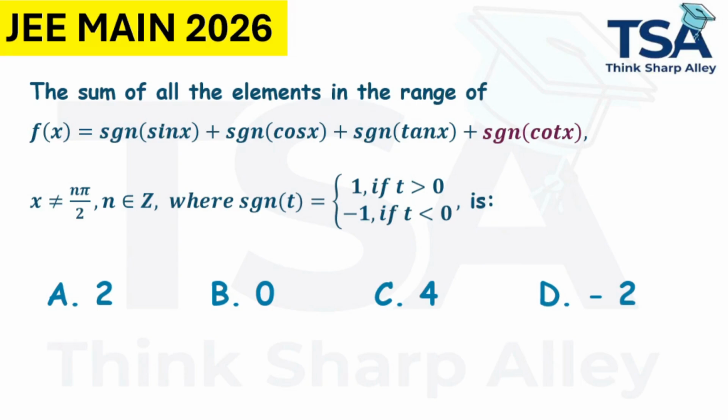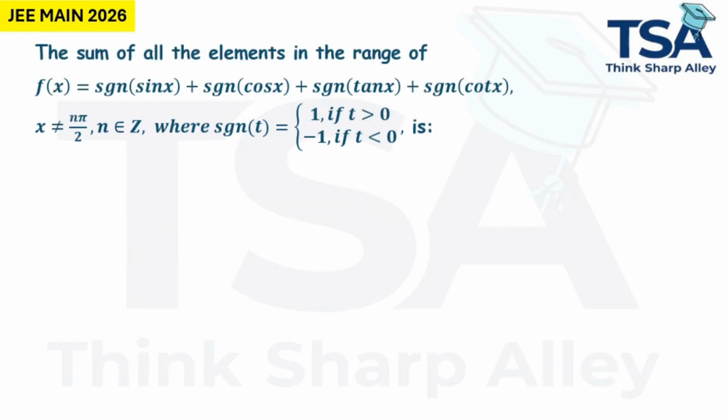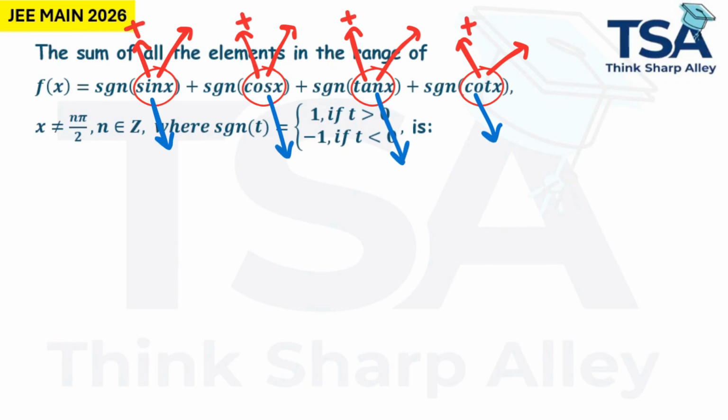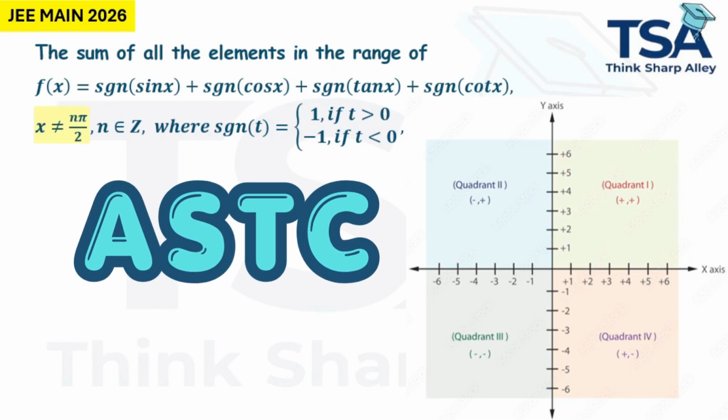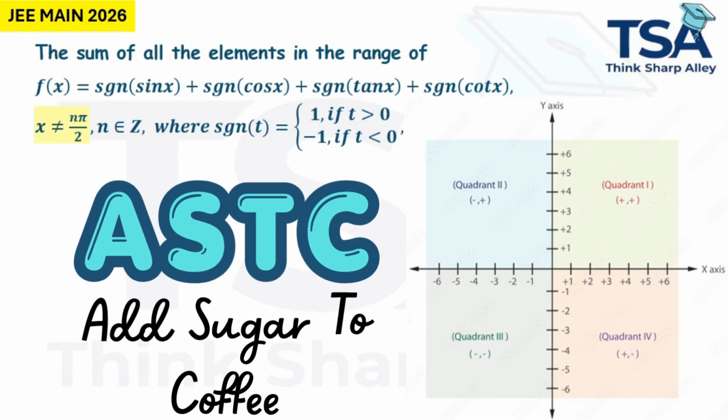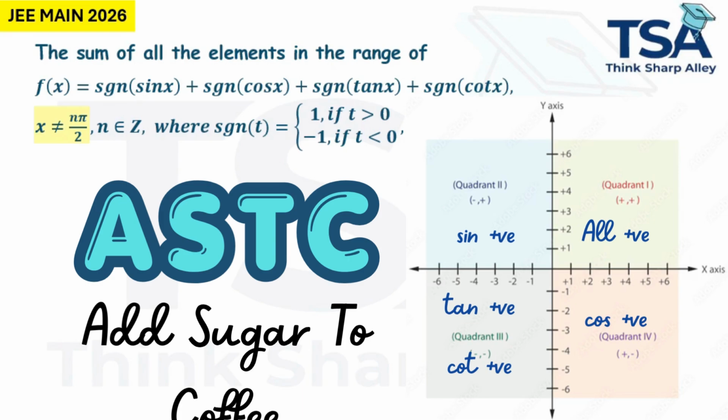So let's think sharp. The signum function only cares about one thing. Is the inside value positive, negative or 0? Since x is not equal to n pi by 2, 0 is completely off the table. Every single term on your screen can only ever output a +1 or a -1. So all we need to do is map this across 4 quadrants using the standard ASTC rule. That is, add sugar to coffee. So let's run through them.